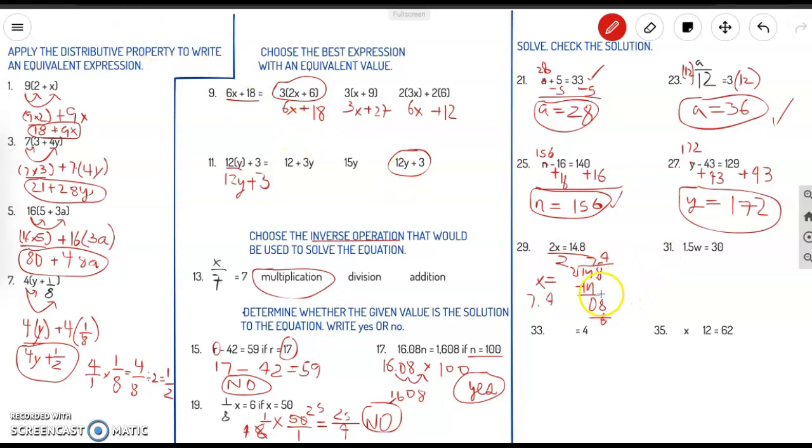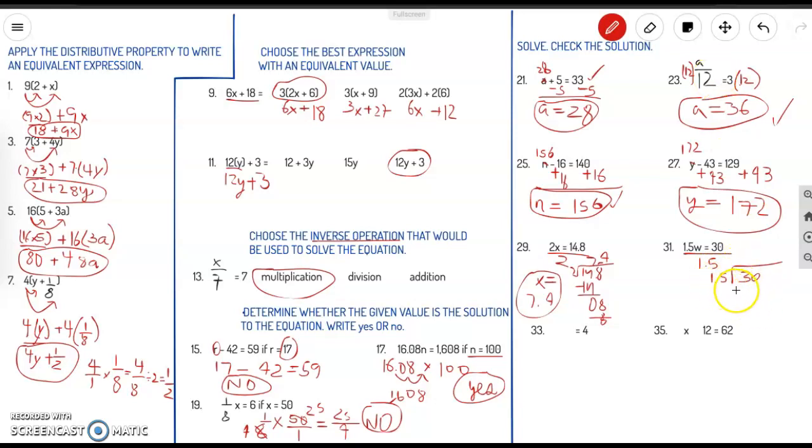And please check for me, what is 7.4 times 2? 14.8? Fabulous. 31. 1.5 w equals 30. Same thing. Inverse operation of multiply is divide. This time we have a decimal point in the divisor. So what do we do here?